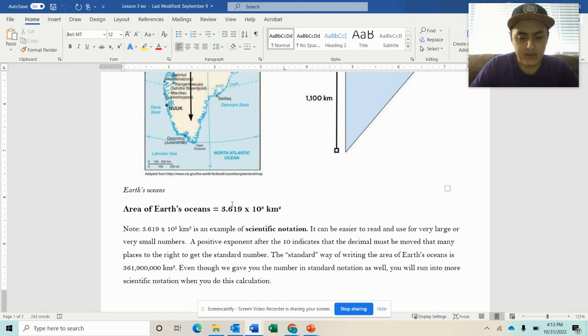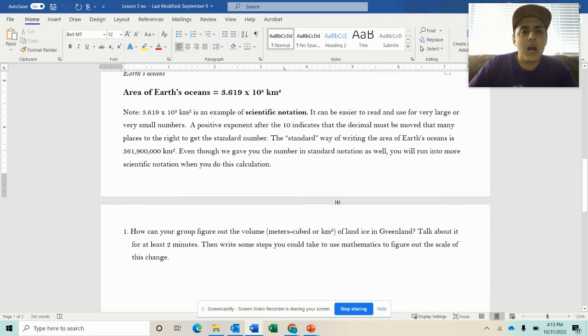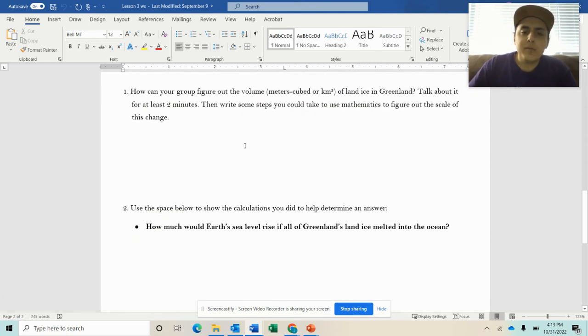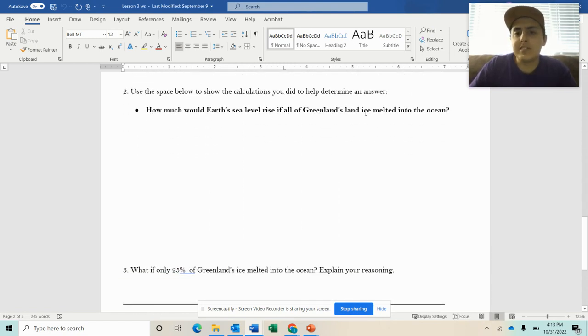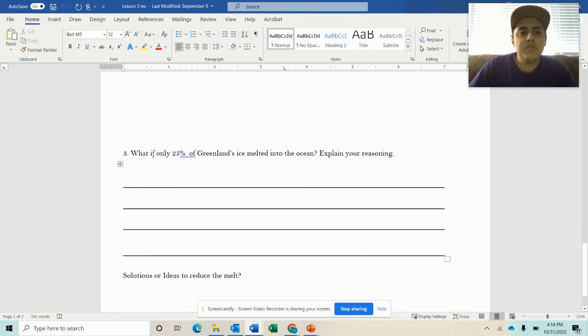0.0068, but let me do it on here. Yep, 0.0068 kilometers. You can give that to me as 0.0068 kilometers, or you could convert that into meters and give me 6.8 meters. Same thing, totally, I'll take both responses. So, basically we just walk through how to figure out 1 and 2. How much would Earth's sea level rise if all of Greenland's ice melted in the ocean? 6.8 meters. And then 3 says, what if only 25% of Greenland's ice melted into the ocean?